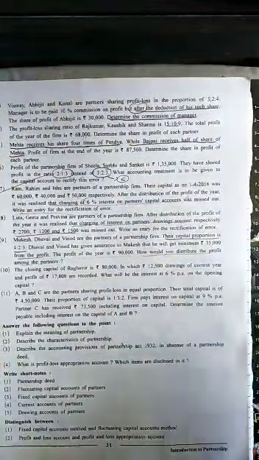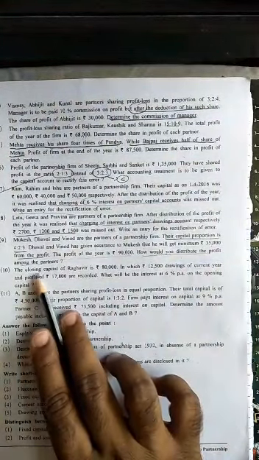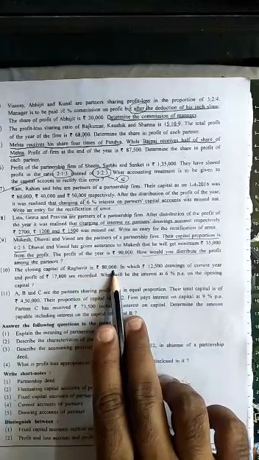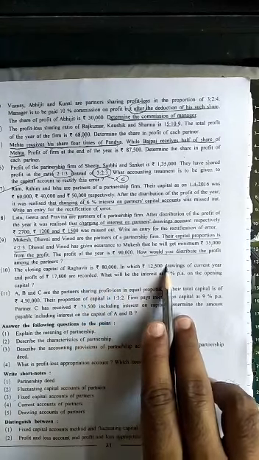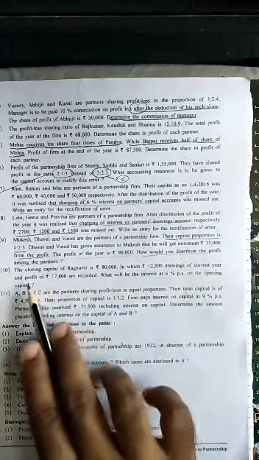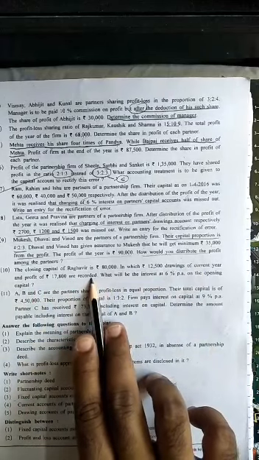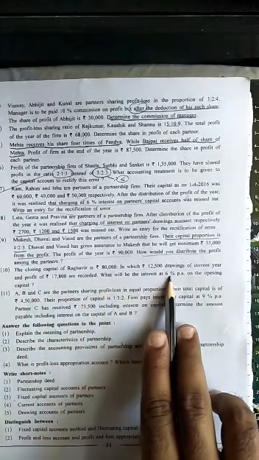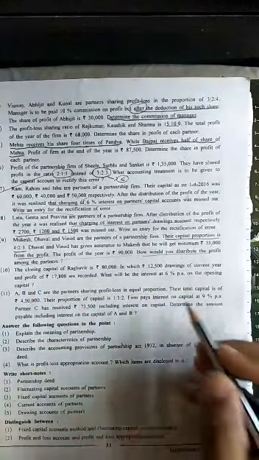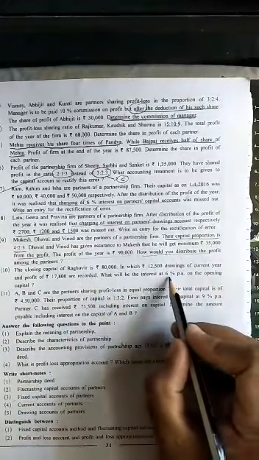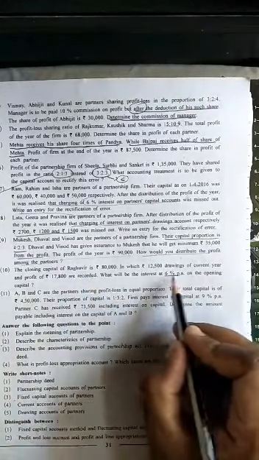Then question number 10. Closing capital of Raghuvir is 80,000, in which 12,500 drawings of current year and profit of 17,800 are recorded. What would be the interest on capital at 6% per annum on opening capital? The very first thing, we cannot calculate interest on capital on closing balances.